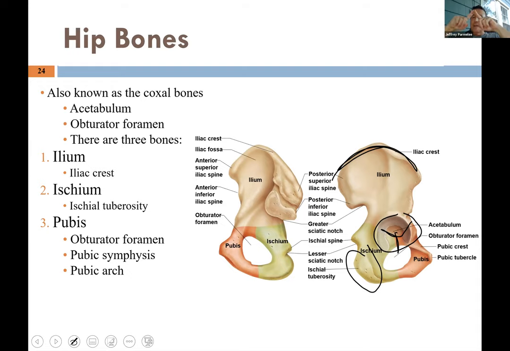In males, it's narrower. Females, it's wider. Pubic symphysis is where it comes together. There's some fibrocartilage holding them together. And then this big, obvious hole here is the obturator foramen. And it's covered over by a membrane in life, and there's muscle on either side, and there's an obturator nerve that goes through it.